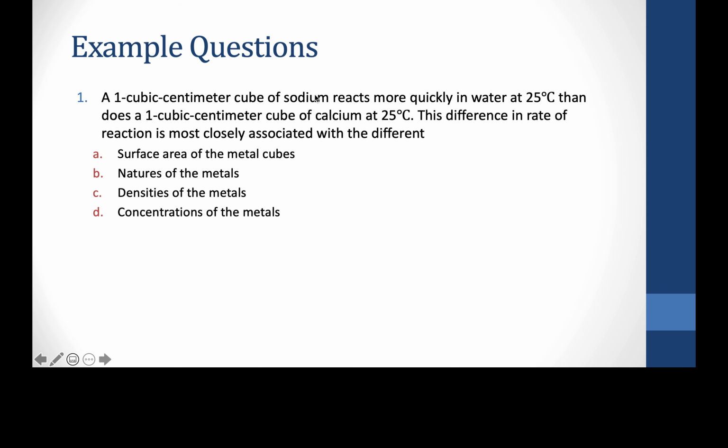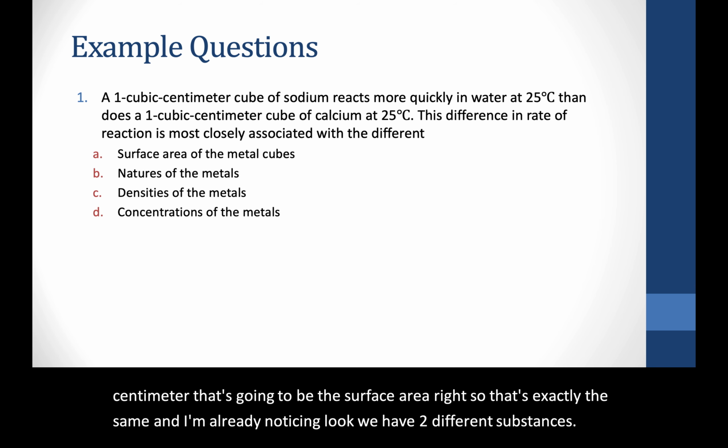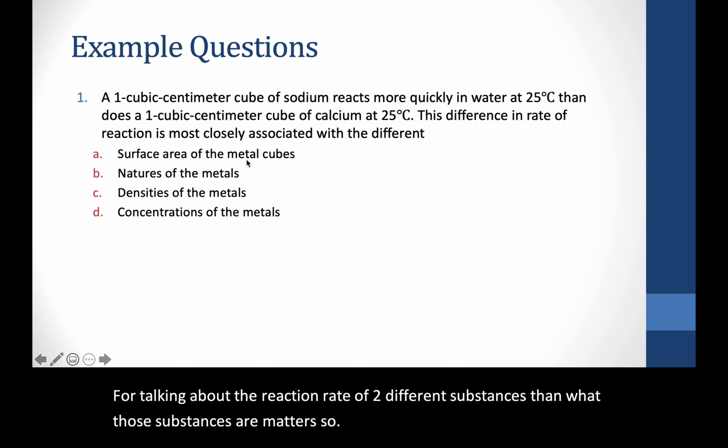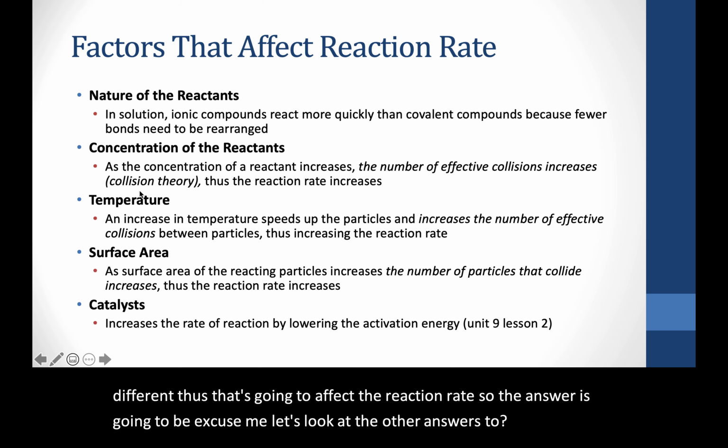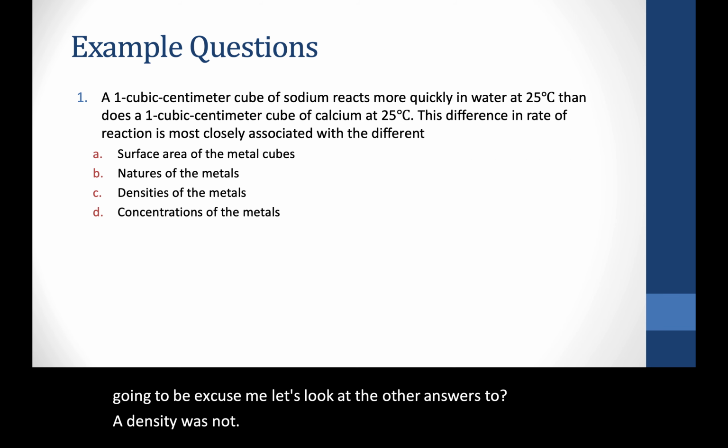And I'm already noticing, look, we have two different substances. If we're talking about the reaction rate of two different substances, then what those substances are matters. So if I look at my answer choices, I said the surface areas are the same. The natures of the metals, okay, they're different metals, so the natures are different, thus that's going to affect the reaction rate. So the answer is going to be B. Well, let's look at the other answers too. Density was not one of the factors, so that's not it. Concentration was, but what we should focus on here, we don't really know the concentration, right? We don't know how much water we have, so we can't really pick that one.